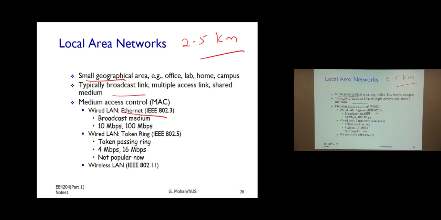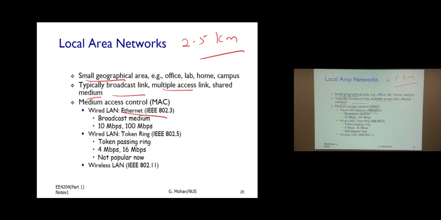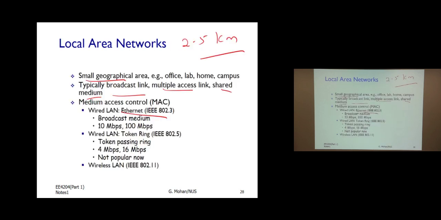It's also called multiple access link or shared medium link. In the same figure, you look at this. This is the broadcast link. This is also called multiple access because more than one host, A, B, C, D, have access to the same link. It's also called shared medium because the bandwidth is shared by more than one. They take turns, one by one.